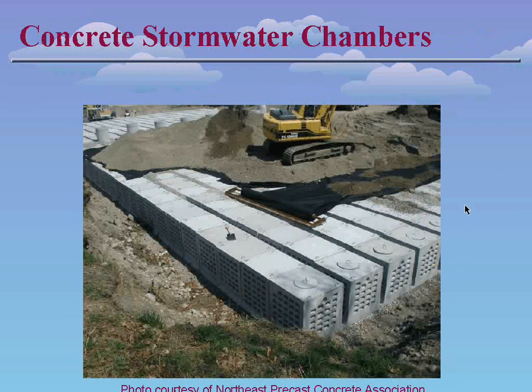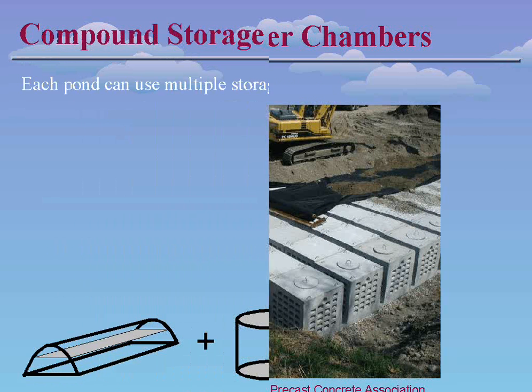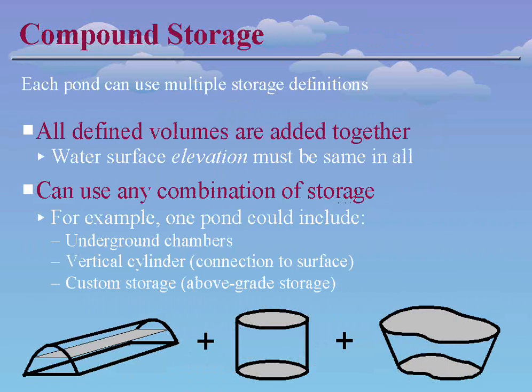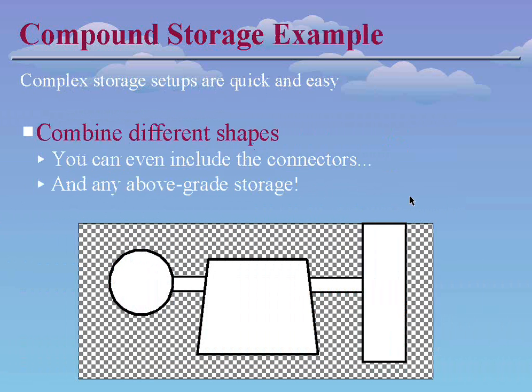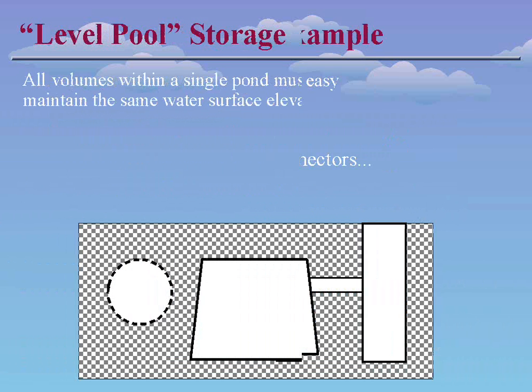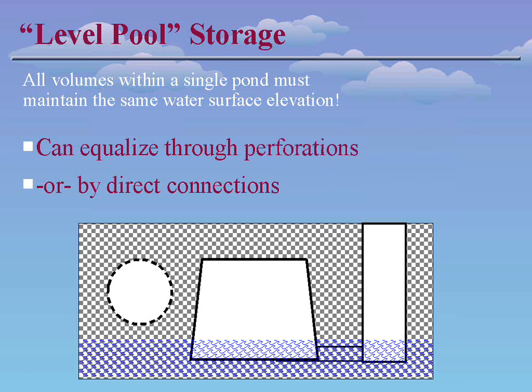And stormwater chambers can be of many different kinds, plastic chambers, concrete chambers, and you'll find all of these in the HydroCAD chamber library. For each pond you set up, keep in mind that you can have any number of different storage definitions, what we refer to as compound storage. And underground storage is one scenario, but even for above grade storage, it might be that you have a couple of different storage definitions. As long as each of those storage volumes is connected such that the water will equalize in between them, then they can be considered to be a single level pool.